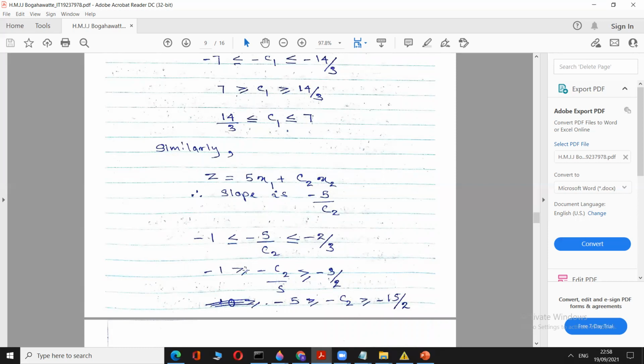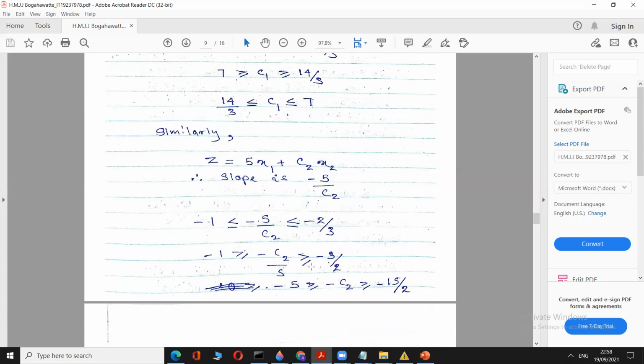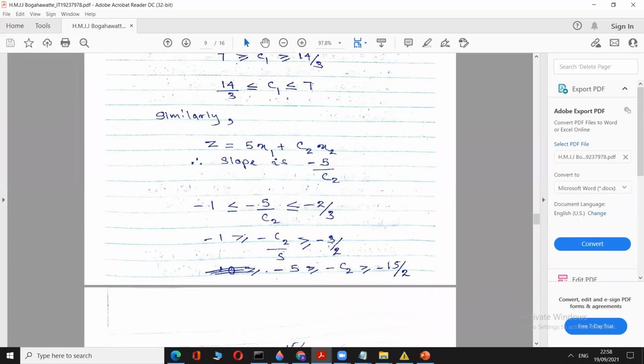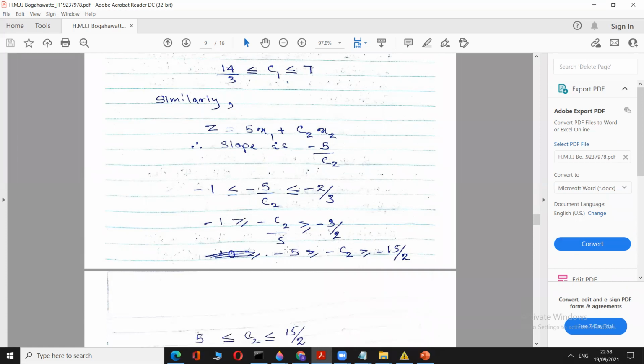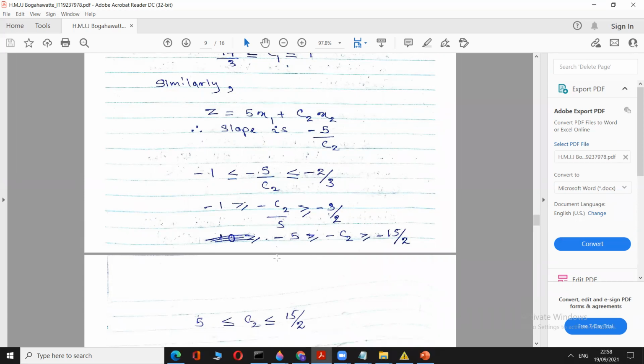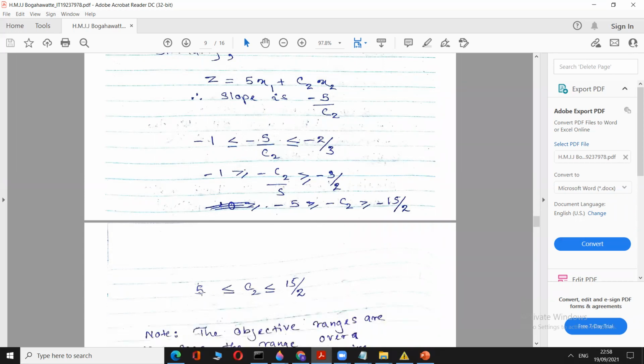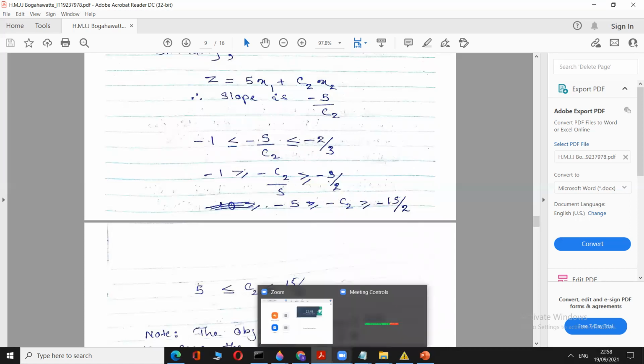Then minus 1 greater than or equal to minus c2 divided by 5, and greater than or equal to minus 3 over 2. After that you can multiply by this 5, and you can take the answer this way. But since this is minus, you have to multiply by the negative value, then you are getting the answer this way. I think you got that point.